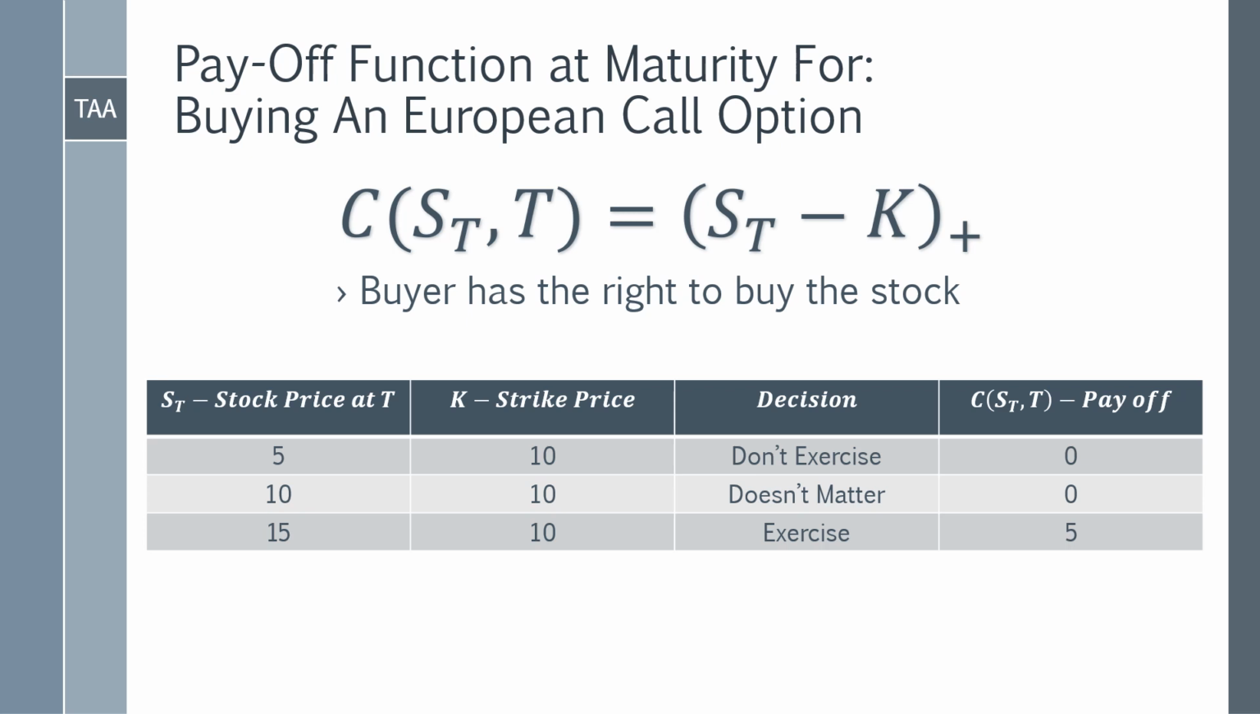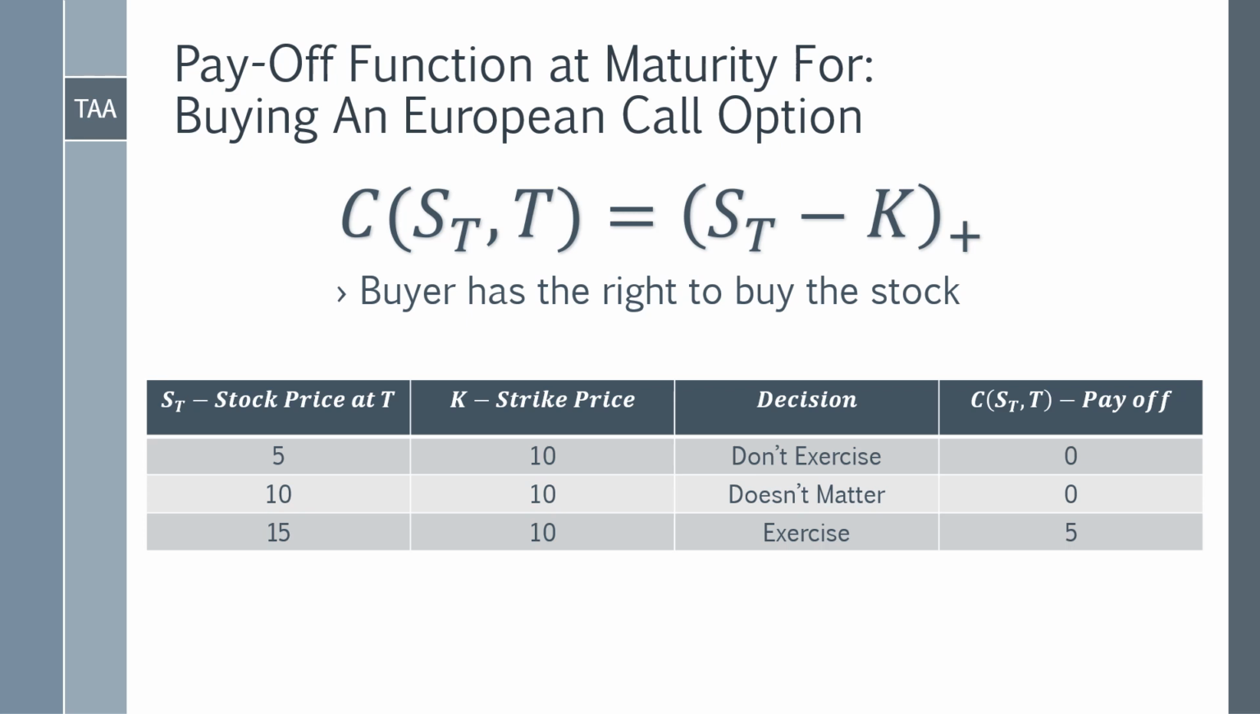So we have the payoff function, and this is for a call option. And I reiterate again, the buyer has the right to buy the stock. So let's look at this example. A stock price is $5 at maturity date, and the strike price is $10. What this means is, if you're the buyer, you have the right to buy a $5 stock at $10. Would you do this? And the answer is no, you wouldn't. Therefore, you wouldn't exercise your right, and therefore have a payoff of $0 because you did nothing.